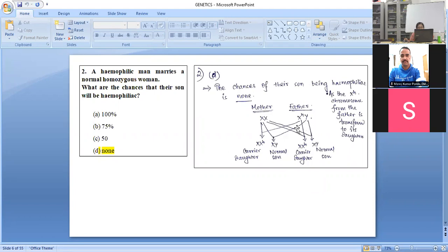We can also make a cross, and we can explain this to the students. Mother with X and X, father with the hemophilic gene on the X chromosome and Y. And these are the progenies that are produced. So we'll find the sons are absolutely normal.